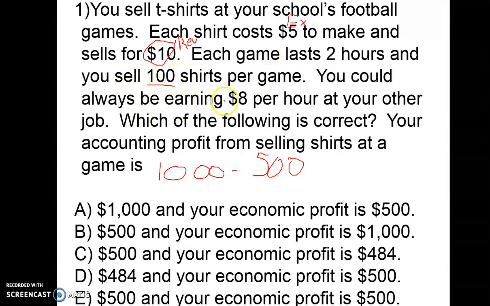And I could always earn $8 per hour at my other job. Which of the following is correct? Your accounting profit from selling shirts at the game is, well, that's 1,000 minus the 500. My explicit, that's 500. So I can get rid of D. B's still in, sorry. Now, for my economists, they got to consider this 8 here. So $8 per hour, but I could have worked 2 hours, so that's 16. So I need to subtract 16 here. 484. Sorry, that's horrible. Which looks like C to me.